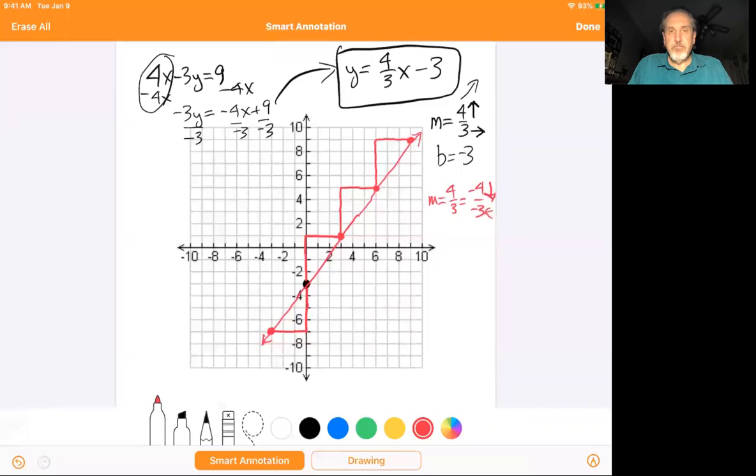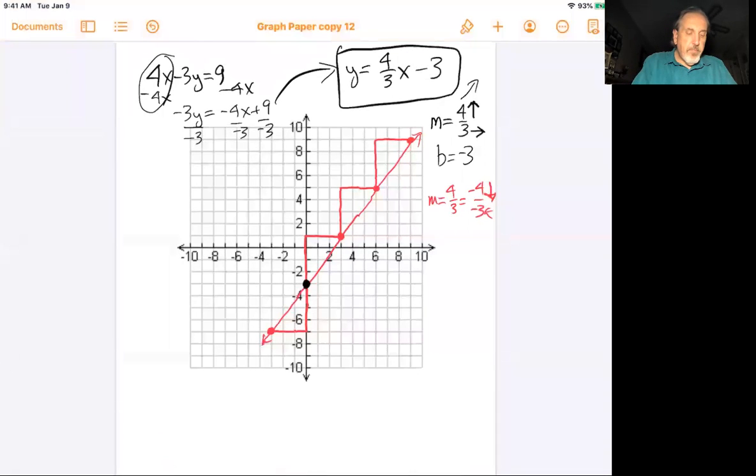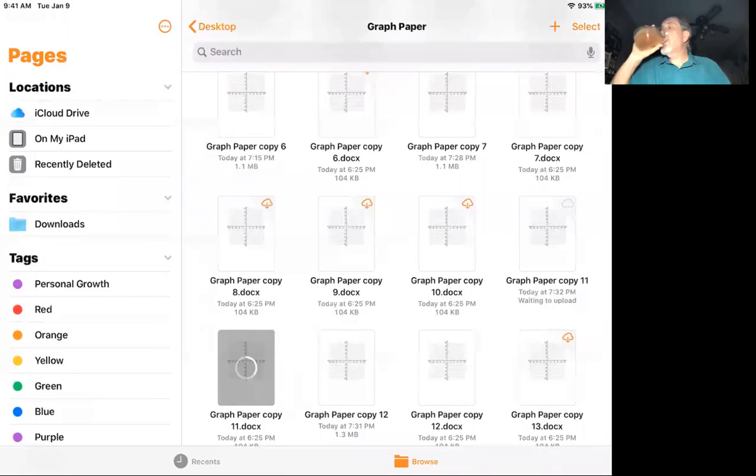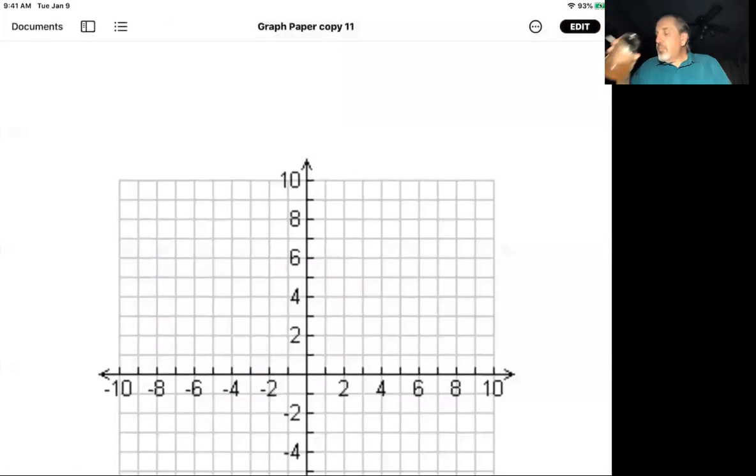All right, not too bad. Okay. We need to talk about one more thing, and that would be horizontal and vertical lines. So example 9 on page 335 asks us to graph two equations.